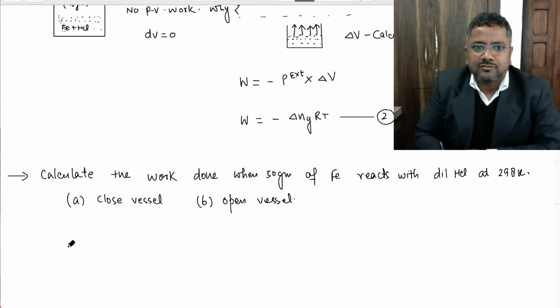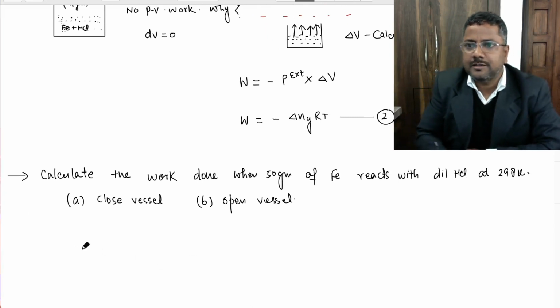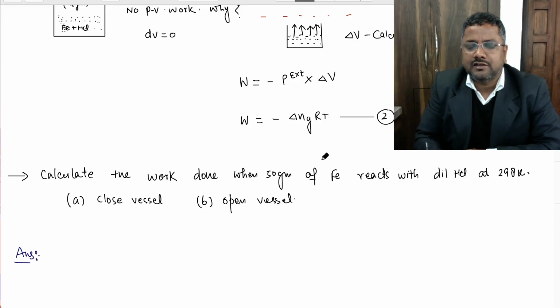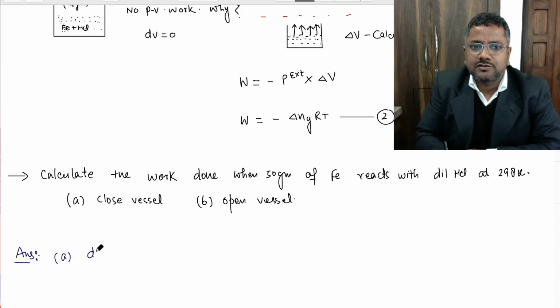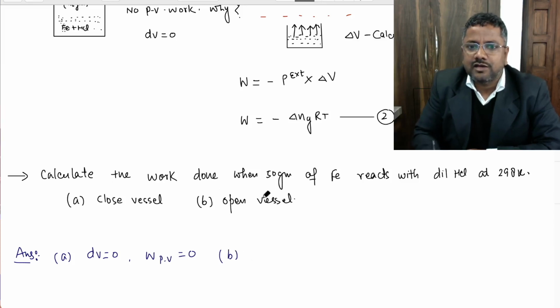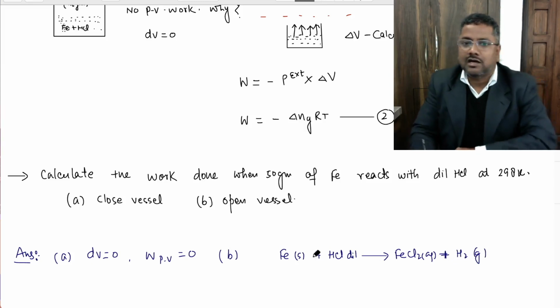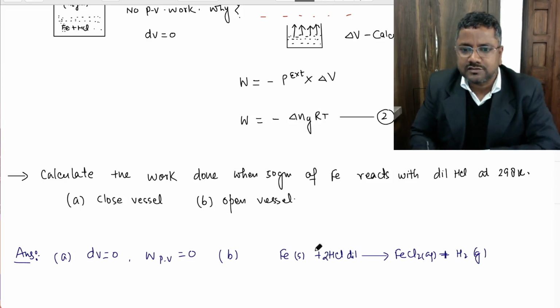So what you have to see here, when you take this in a closed vessel, dV is equal to 0, so work WPV is equal to 0 in case A. In case B, what you have to do, first you have to write the equation, Fe solid plus 2 HCl dilute gives FeCl2 aqueous plus hydrogen gas, right? This HCl is also aqueous, not gaseous.